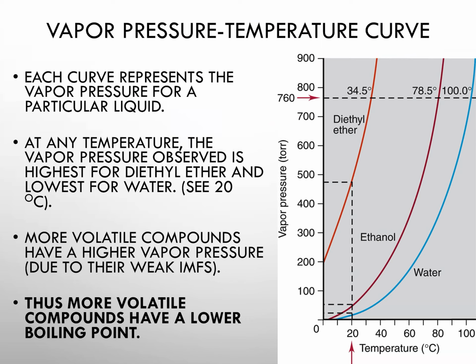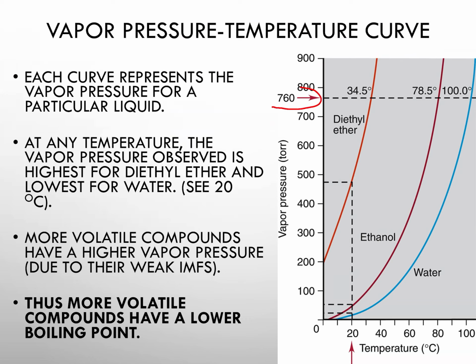So here is a typical graph. This is a vapor pressure temperature curve. Each of the curves represents a different substance. So we have diethyl ether, ethanol, and water. Diethyl ether is held together by dipole-dipole forces, and then we've got ethanol and water, which can both form hydrogen bonds. So in thinking about that, dipole-dipole forces are weaker interactions than the hydrogen bonding in the other two. Keep that in mind as we talk about this particular slide.